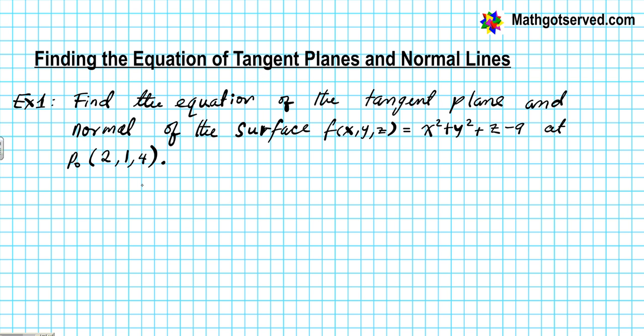Okay, so we have two things that we have to find. We have to find the equation of the tangent plane and then the equation of the normal line. I didn't write that completely. We also want to find the equation of the tangent plane and normal line. Okay, let me write that again.